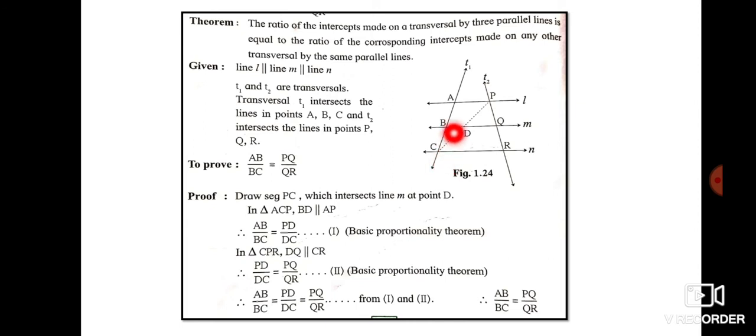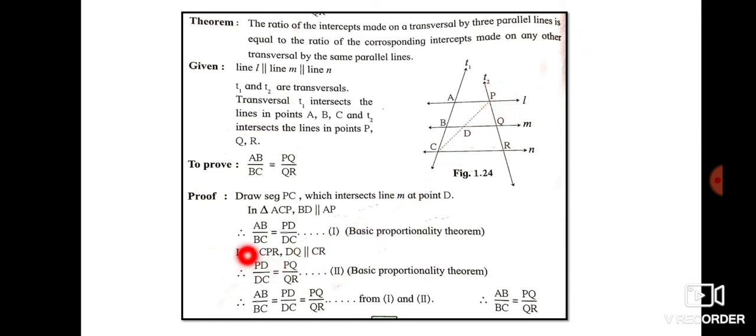Let us look at the first triangle ACP. In this ACP, you know that AP is parallel to BD. Therefore, by the BPT theorem, AB upon BC is equal to PD upon DC. Now let us go to triangle CPR. Again here DQ is parallel to CR. Again by BPT, PQ upon QR is equal to PD upon DC.